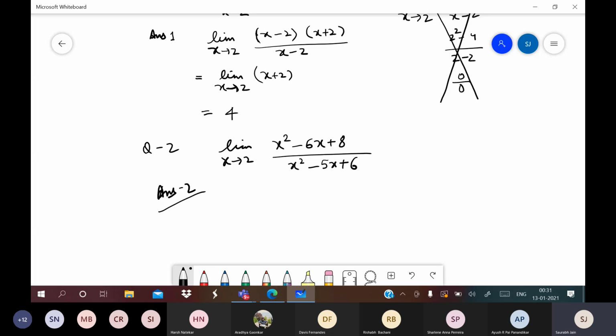Factorize it quickly and tell me what is the answer. You are getting 2. Anyone else? Some other answer?